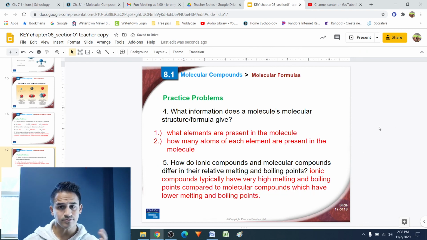All right. And there we go. That is it for this section of notes. So hopefully that makes sense.